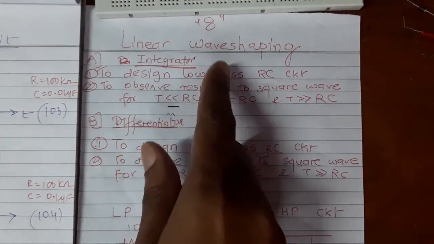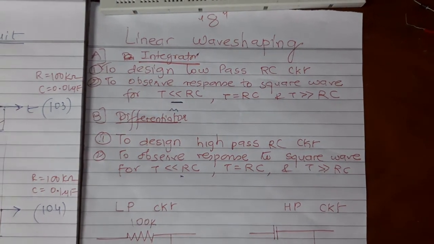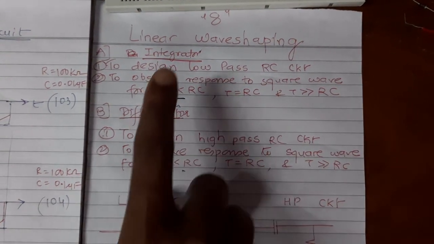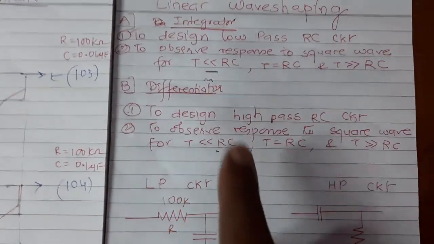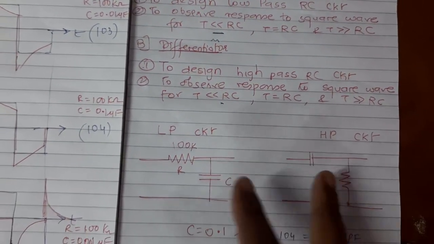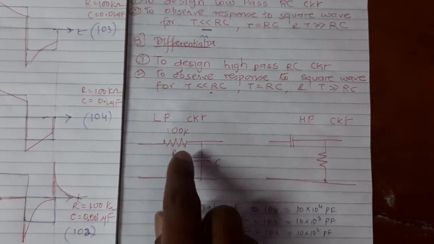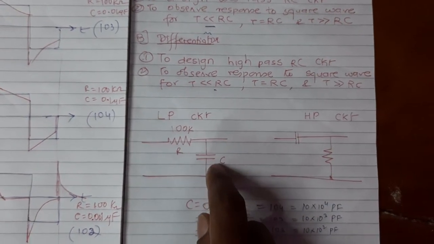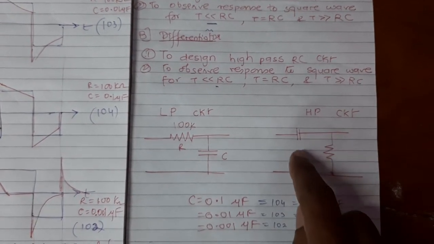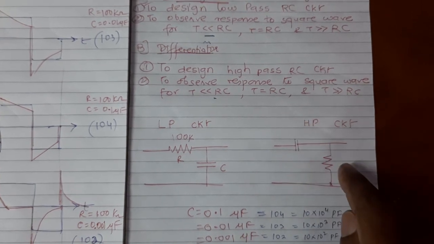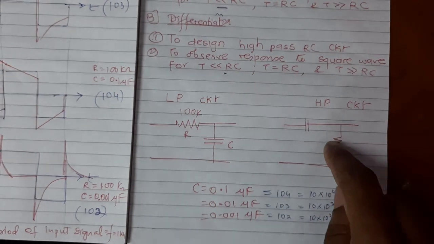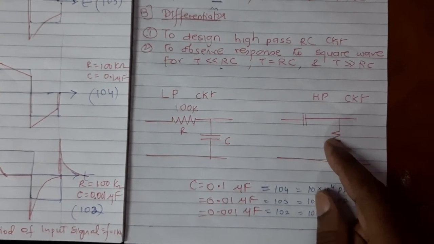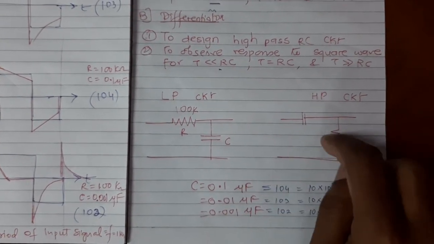We are actually doing experiments on linear wave shaping circuits. We have already seen how the integrator works. Now we'll see how the differentiator works. The only difference between the integrator circuit and the differentiator circuit is we have R here and then C here for the integrator, but here we have the capacitor first and then the resistor. So the integrator is basically a low pass circuit, and the differentiator is basically a high pass circuit. Now we will try to implement this circuit.